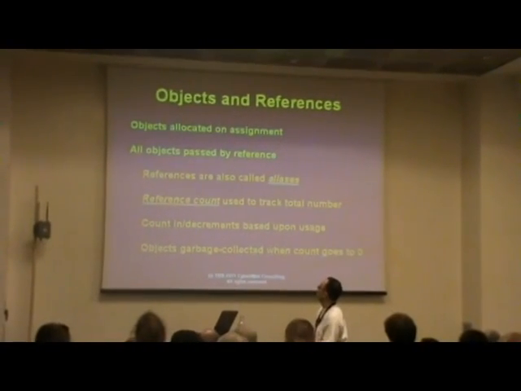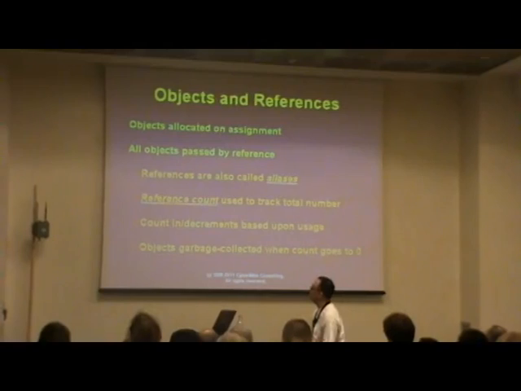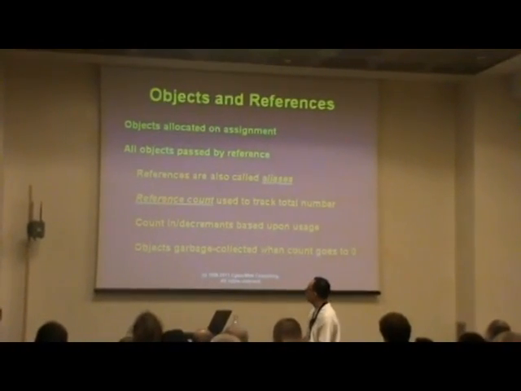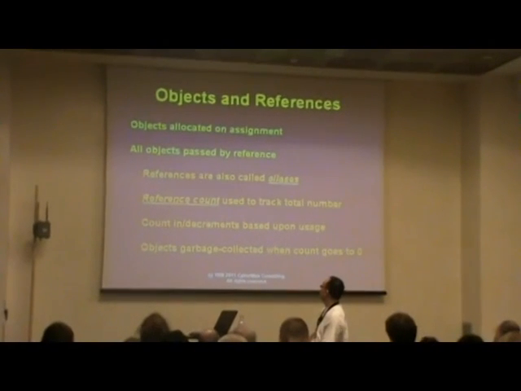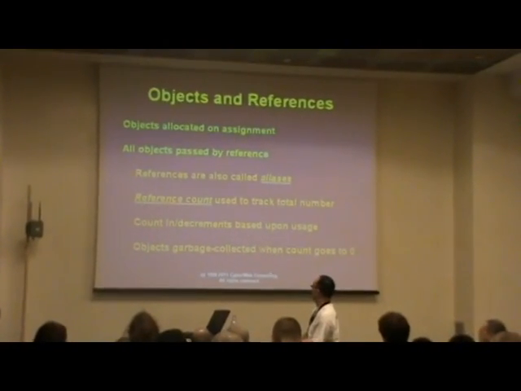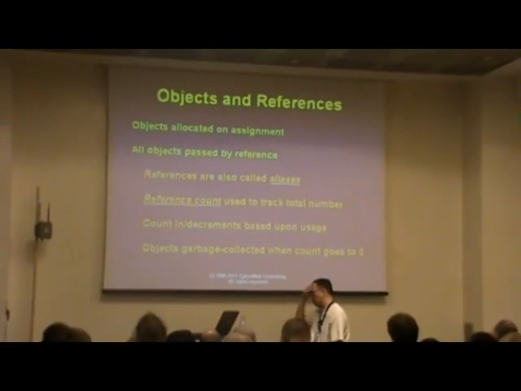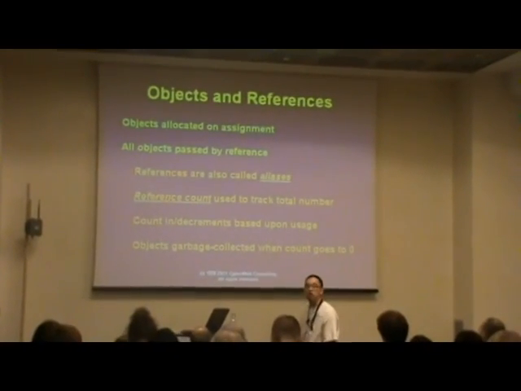This reference count will either increase or decrease based on how you use it and where you use it and where you pass it into. And then of course your objects are garbage collected when the reference count goes to 0. They're flagged for garbage collection when the count goes to 0. Doesn't necessarily mean they're garbage collected.